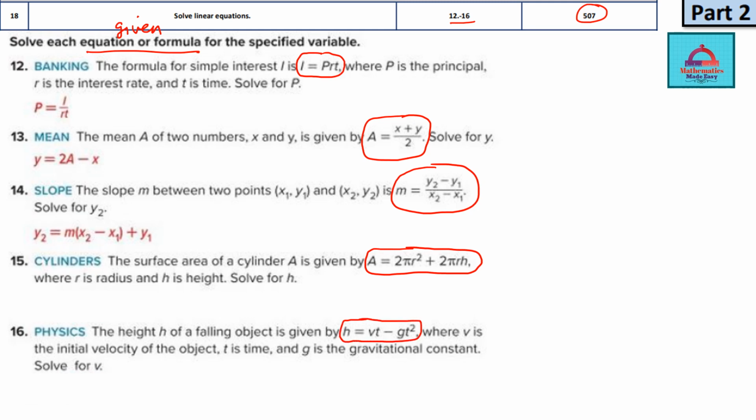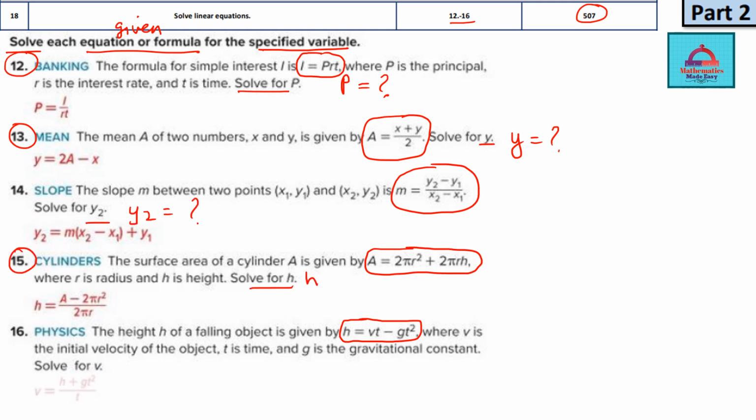So as you see, the formula or the equation will be given to you, and you have to solve or find the value of the specified variable. Which variable do we have to find in question 12? We have to solve for p, so we need the value of p. In question 13, we need the value of y. Read the question carefully. Here we need to find the value of y2. Here we need to find the value of h. Here we need to find the value of p.